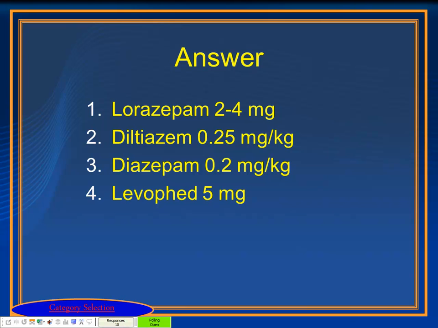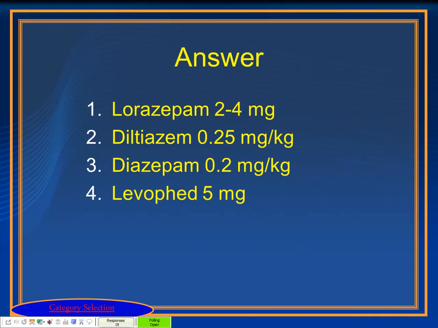Benzodiazepine can be given IM, IV, or IO. If it's given IO or IV, it has to be mixed with equal parts sterile water or saline. It is given for seizure control. But its only routes are IM, IV, or IO. You sure?